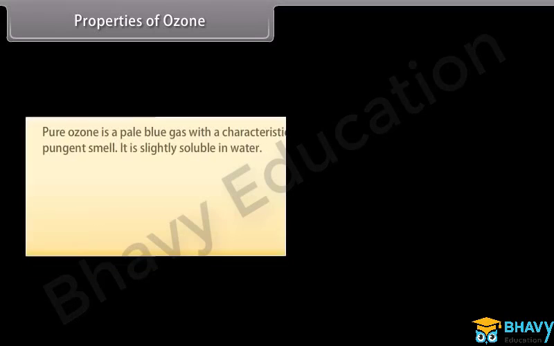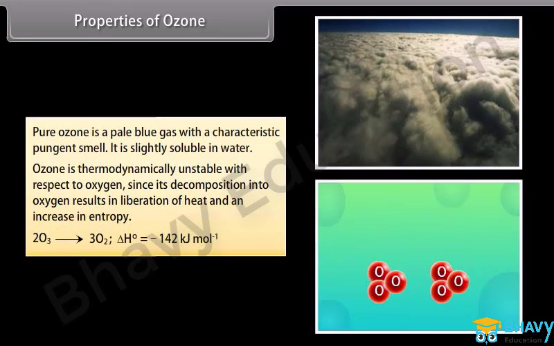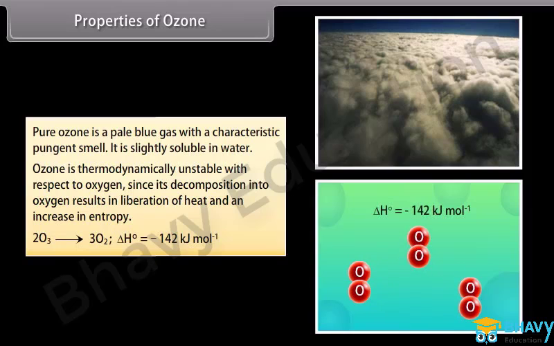Properties of ozone. Pure ozone is a pale blue gas with a characteristic pungent smell. It is slightly soluble in water. Ozone is thermodynamically unstable with respect to oxygen, since its decomposition into oxygen results in liberation of heat and an increase in entropy.